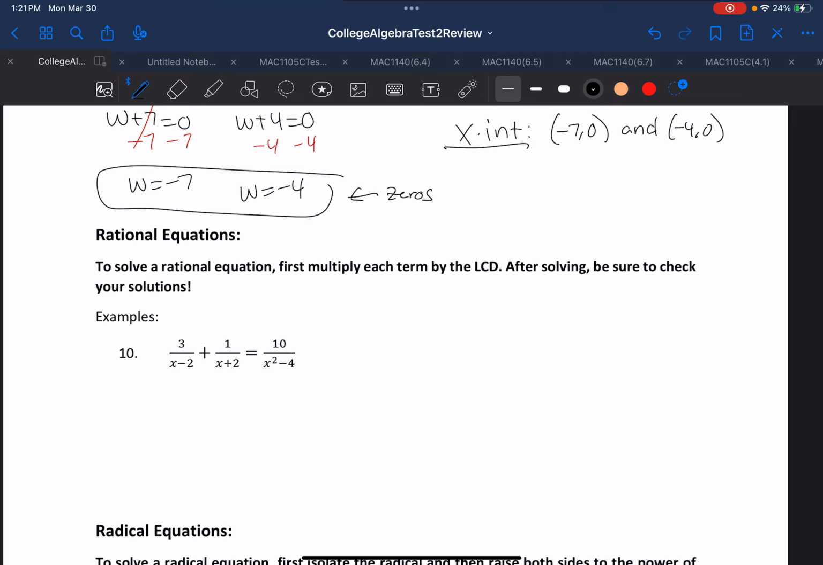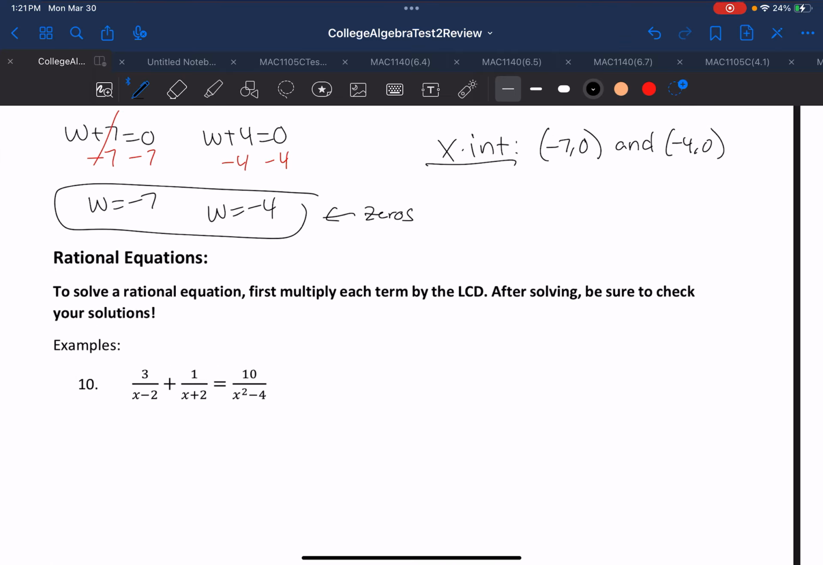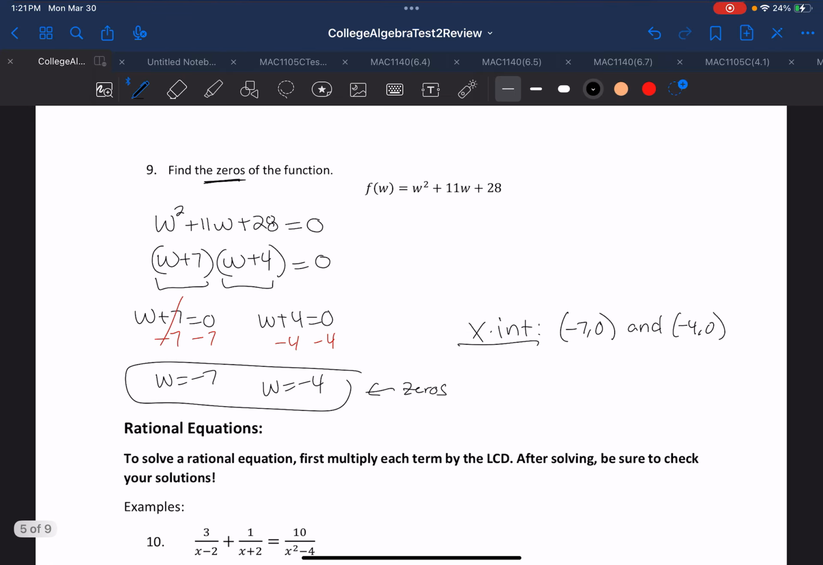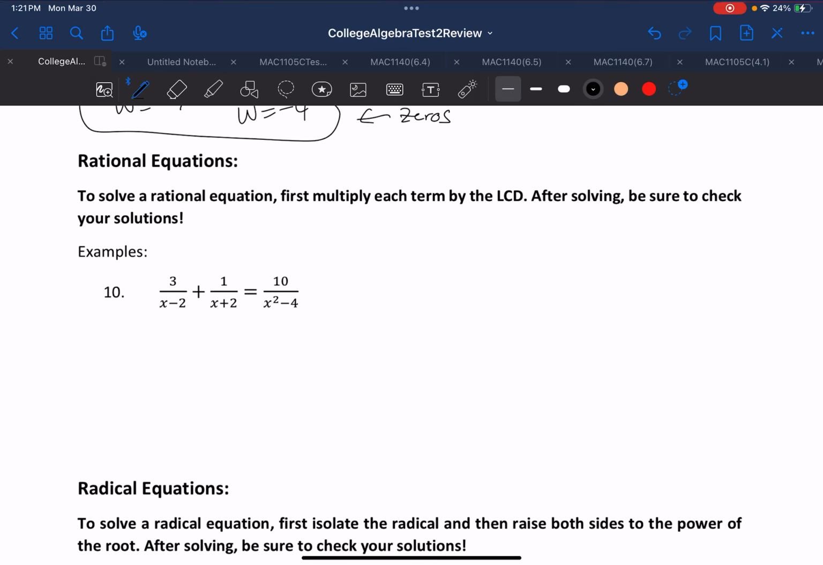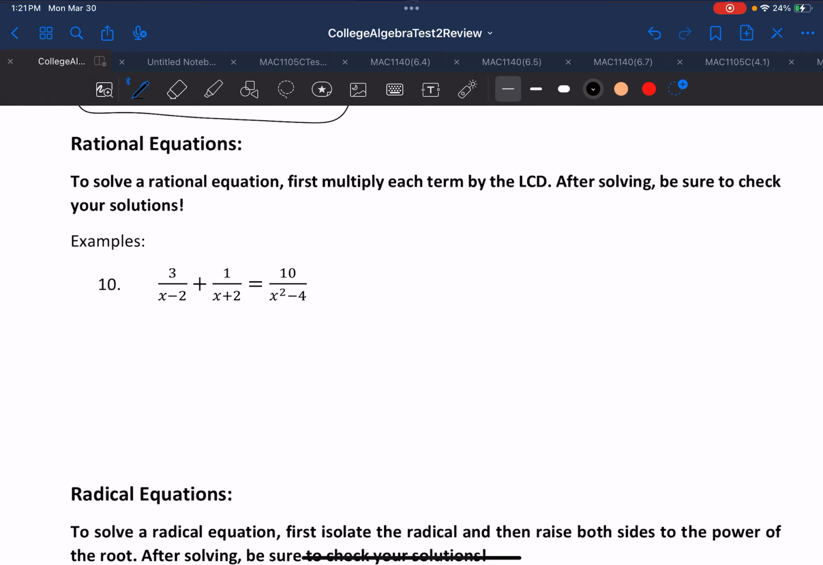Okay. So that's for quadratic functions. Now, we also learned in chapter 3 how to solve rational equations. So I'm going to review that here.